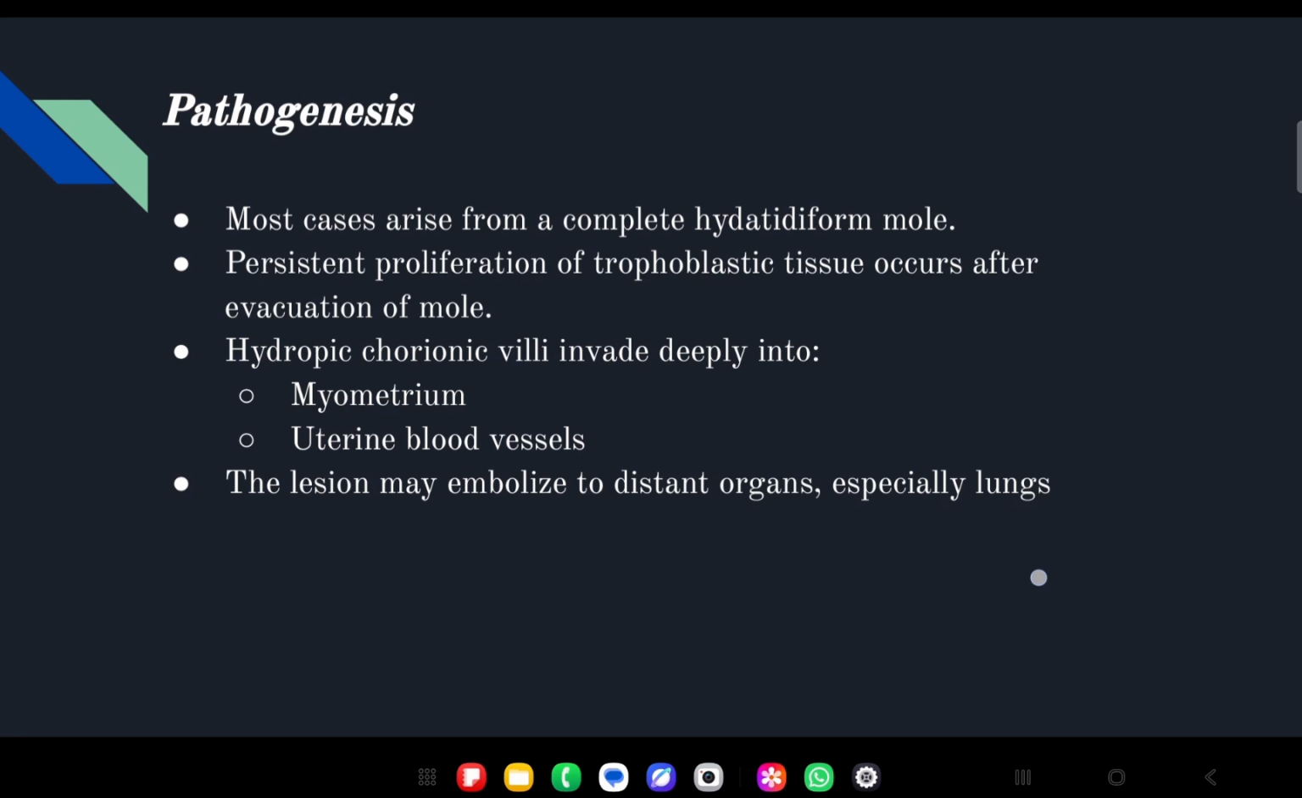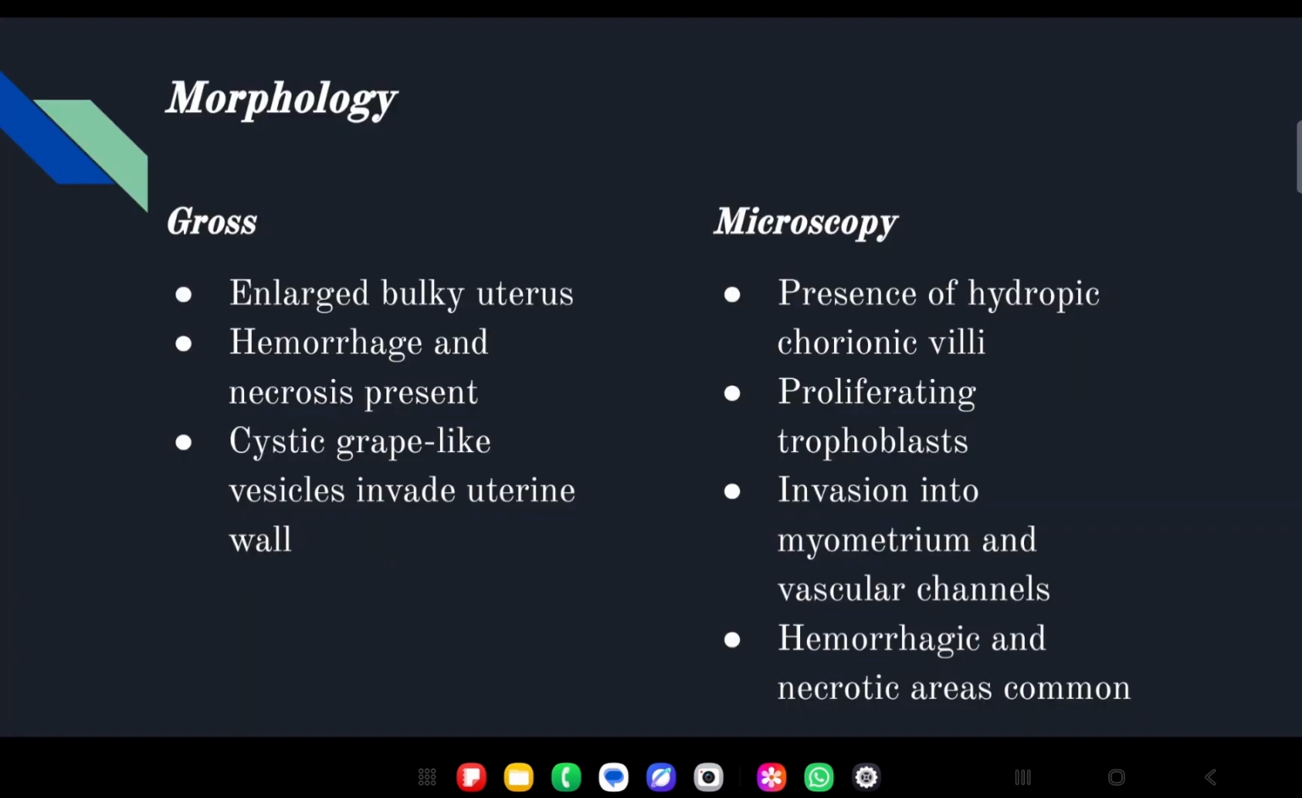And hydropic chorionic villi invade deeply into the myometrium and uterine blood vessels. And as this is a malignant condition, it leads to metastasis to other sites like the lungs, liver, etc. Majorly lungs. Then moving on to the morphology.